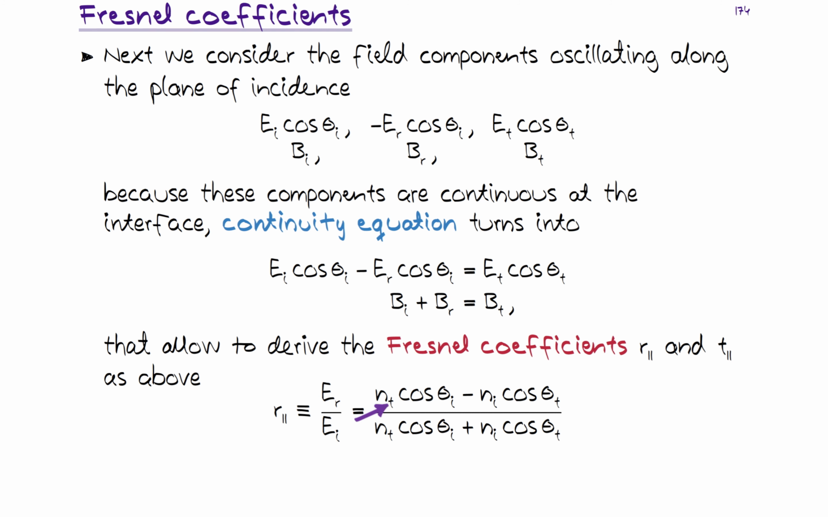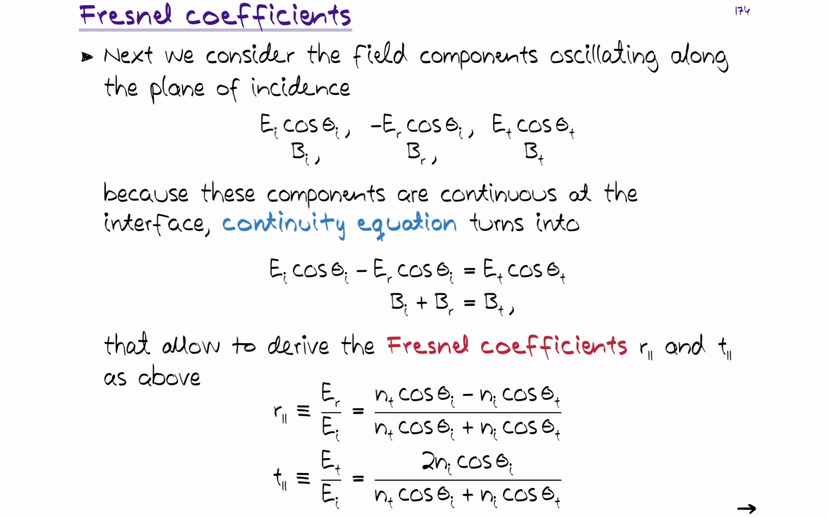So I have nt here, but cosine theta_i here, and ni here, and cosine theta_t here, and the same thing here at the denominator: nt, but theta_i, ni, but theta_t here. So this is slightly different from the previous case when the indices were the same. And similarly, I can write the transmission coefficient, defined exactly in the same manner and looking very similar to the previous case, but now it's the denominator that looks different from the case when the field components were perpendicular to the plane of incidence.